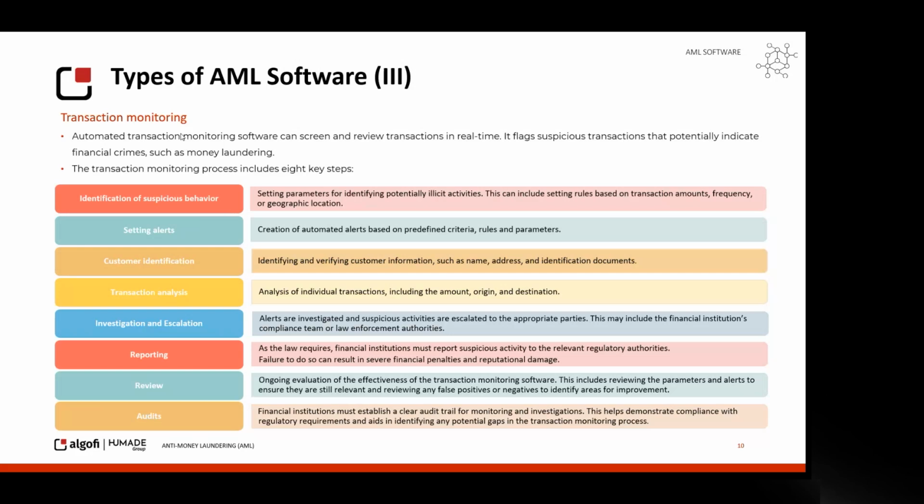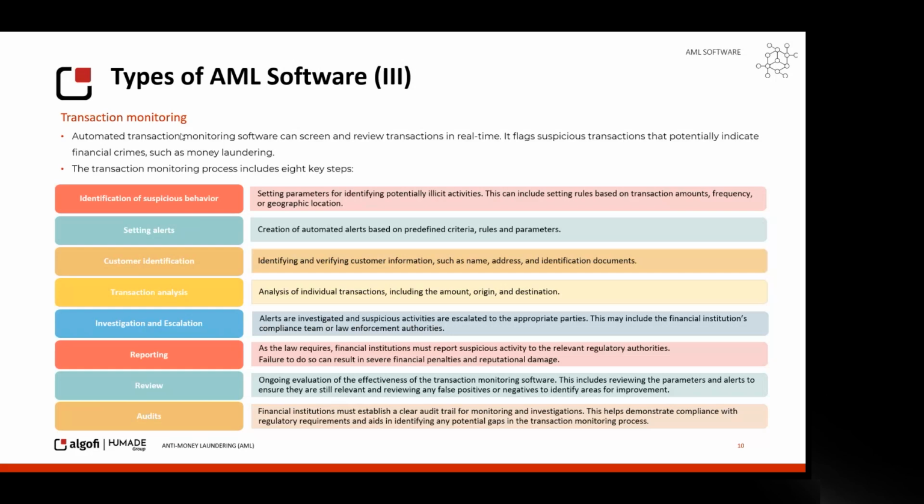Investigation and escalation. After an alert is generated, it is investigated and any suspicious activities are escalated to the appropriate parties. This may include the financial institution's compliance team or law enforcement authorities, depending on the situation. The next step will be reporting. As the law requires, financial institutions must report suspicious activity to the relevant regulatory authorities. Failure to do so can result in severe financial penalties and reputational damage.